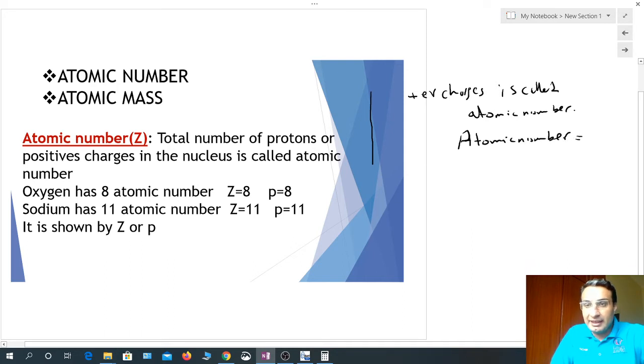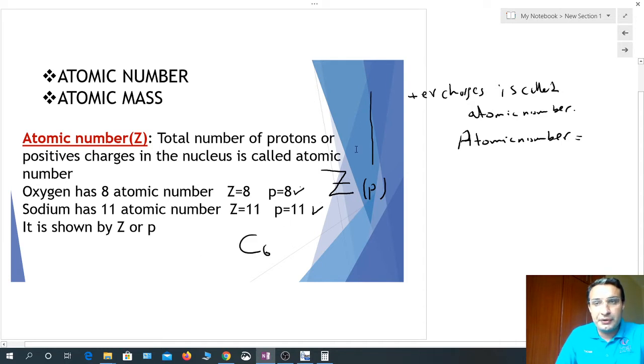Every element has an atomic number, and this atomic number is unique. For example, the atomic number of oxygen is 8. Atomic number can be represented by capital Z or small p. That is also important. So capital Z and small p are the symbols of atomic number. Every element has an atomic number, as I said. For example, the atomic number of oxygen is 8, of sodium is 11, of carbon is 6.